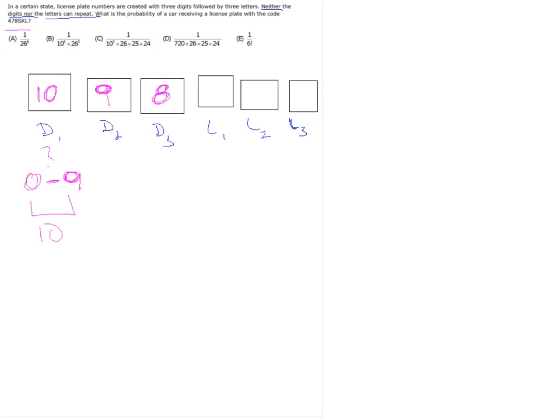Okay, let's also look now at the letters. So letters are going to drop by 1 each time as well because they can't repeat. So no restrictions other than that on the letters. So there would be 26 letters, right? We use 1. We don't care which one we use. But then we have 25 letters left. And then we have 24 letters left.